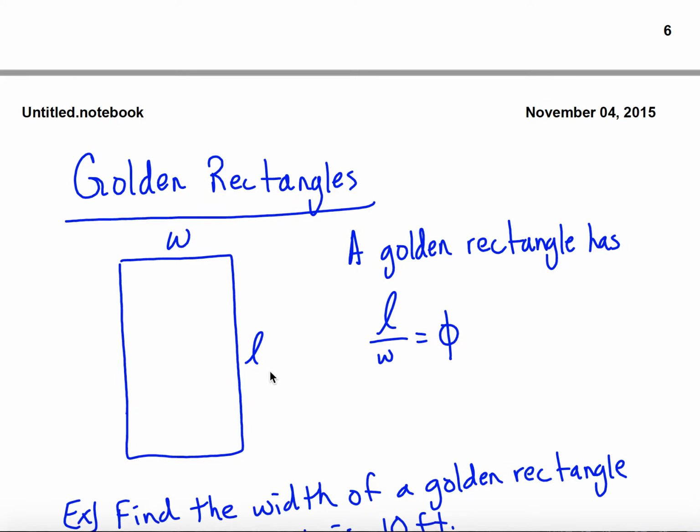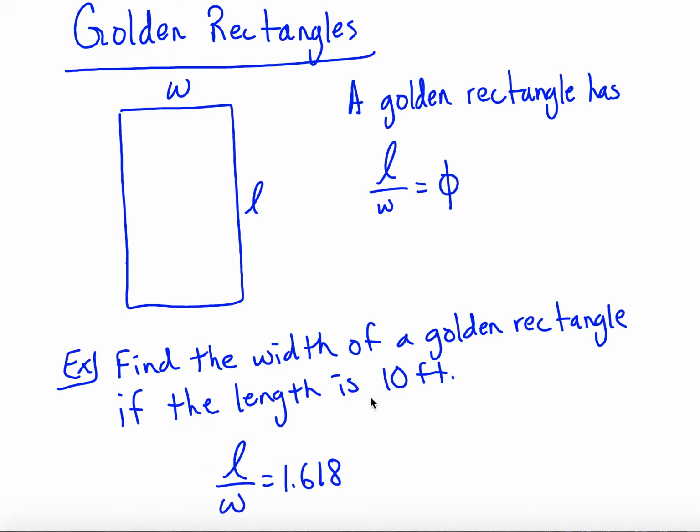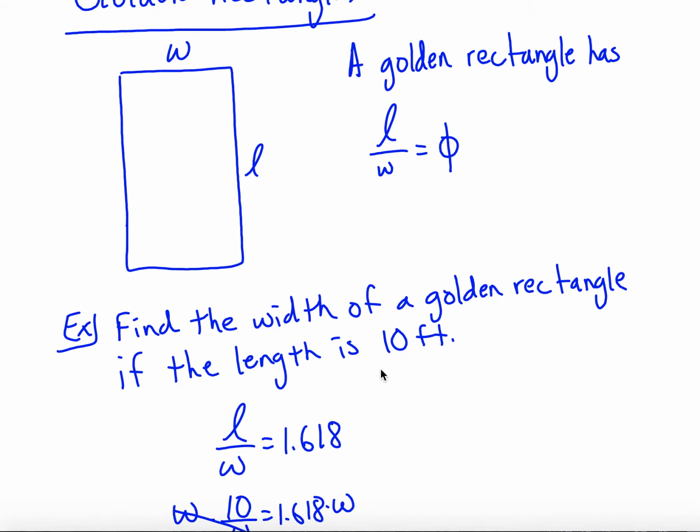This gets us into the last topic, golden rectangles. Golden rectangles are what the ancient Greeks worked a lot with. A golden rectangle is any rectangle that has the length over the width equal to phi. So they actually knew about golden rectangles and tried to draw a lot of their architecture using them. So if I want to find the width of a golden rectangle, if I know the length is 10 feet, I can find the width.